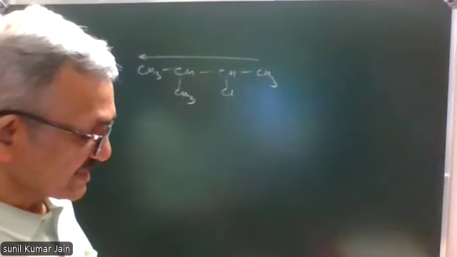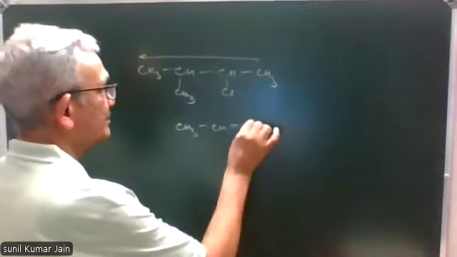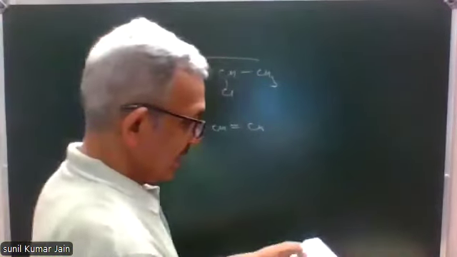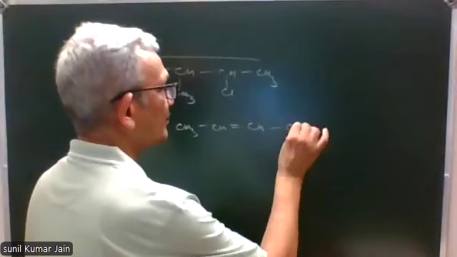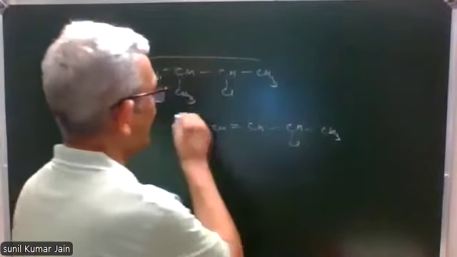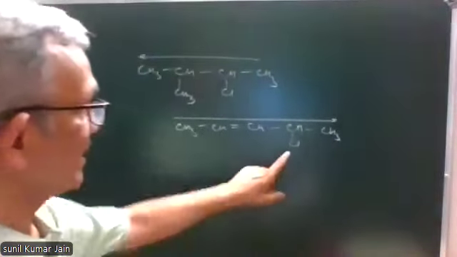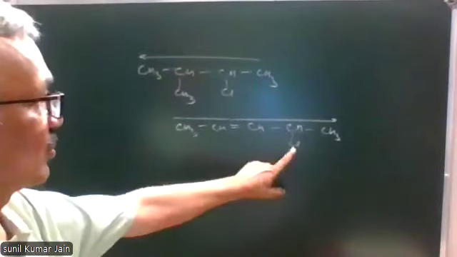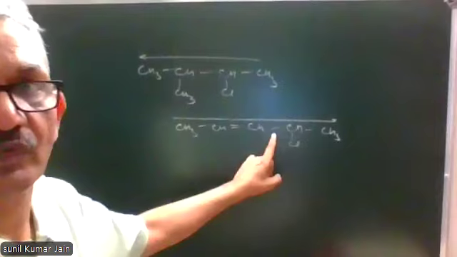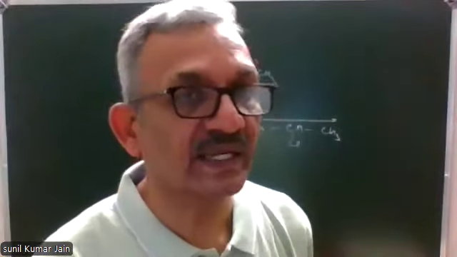Next, CH3CH double bond, CHCl, CH3. In this case, double bond is given more preference than halogen. So this is the direction of counting. This will be 4-chloro-pent-2-ene, and this is a secondary allylic halide.